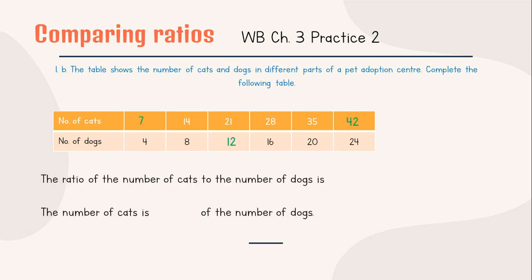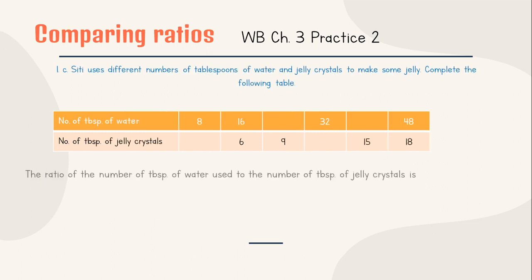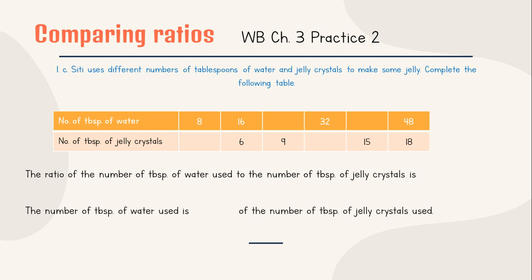So that's it. 7 to 4. So the ratio of the cats and dogs will be 7 to 4. And the number of cats will be 7 per 4. Miss Sarah, do we need to make it into mixed number? No need. Only the fraction. In the fraction form. Give you 5 seconds to complete this table.